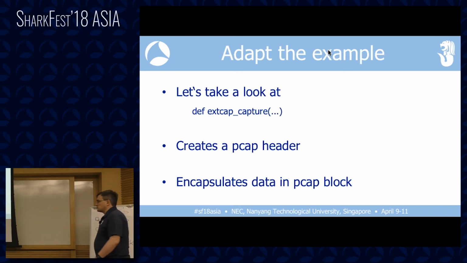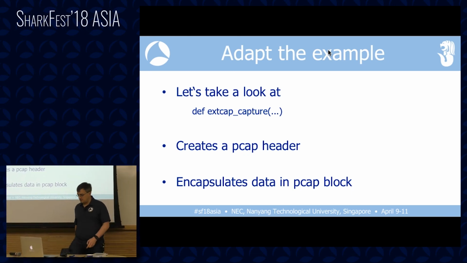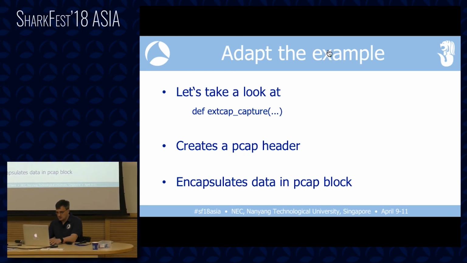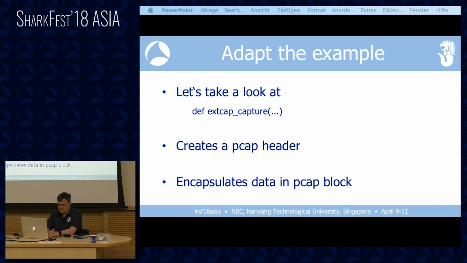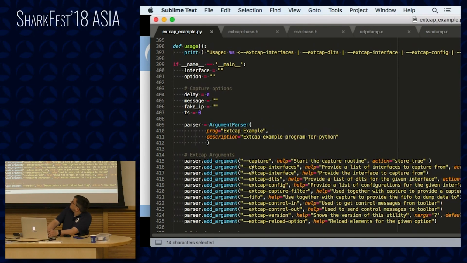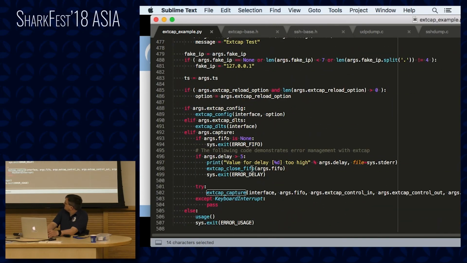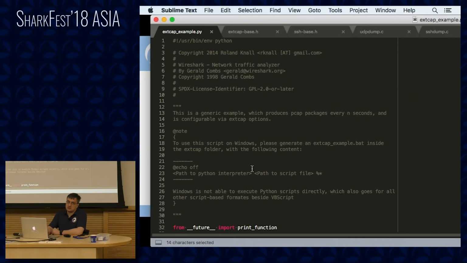So the first thing I'm going to do is we're going to have a look at the extcap_example.py. So this is what it looks like. It's, as I said, 508 lines of code. So if you don't like Python, it's easy enough to understand. You don't have to know the specifics, but you just can read it. It's easy. As I said, in the header here, we have the small examples for the Windows users.